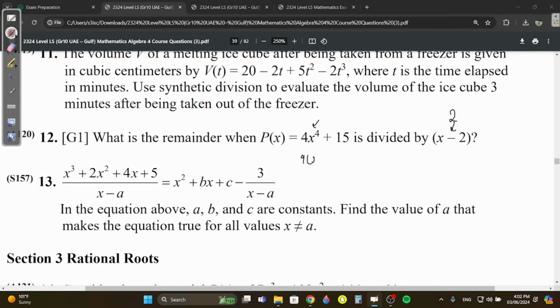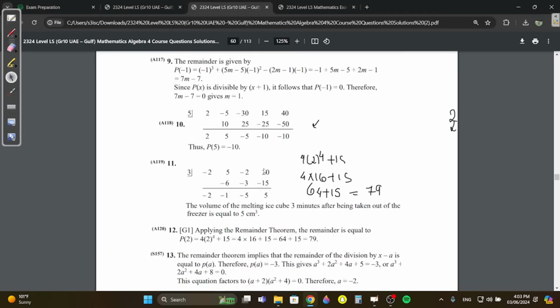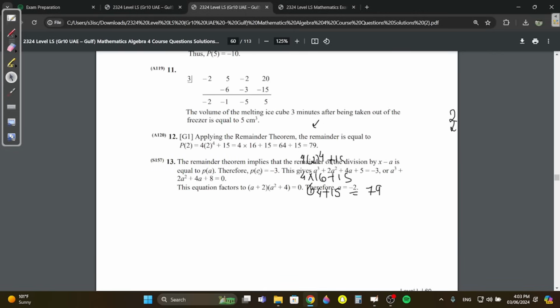So 4 times 2 to the power of 4 plus 15. 2 to the power of 4 is 16. 4 times 16 plus 15. 4 times 16 is 64. 64 plus 15, and you get 79. It should be 79.